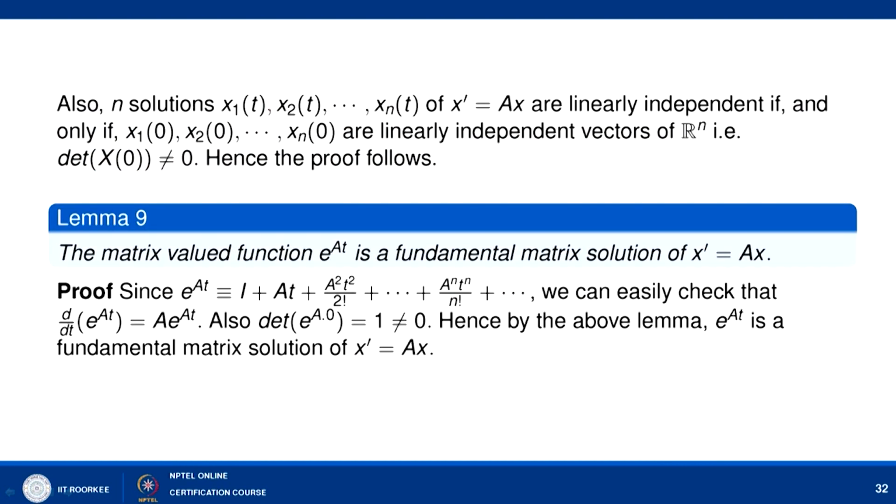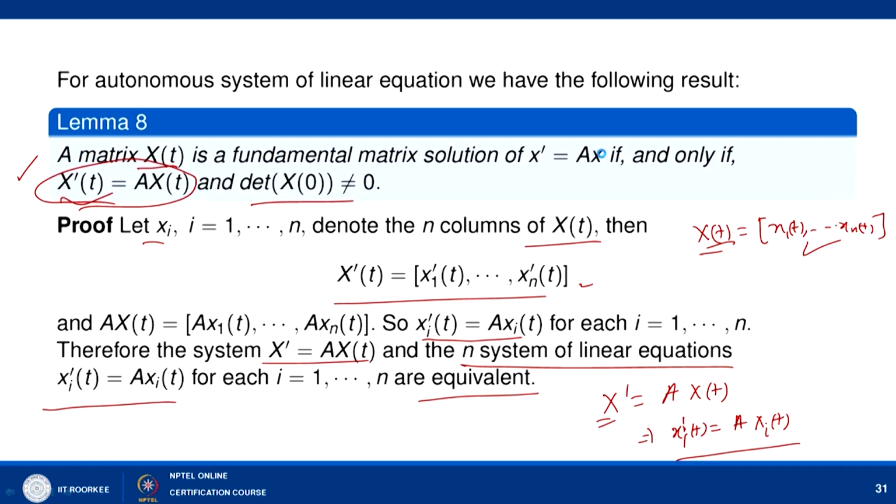So, here n solutions x1(t) to xn(t) of x' = Ax are linearly independent if and only if the solutions evaluated at any given point are linearly independent vectors, that we have already proved, and it can be proved further with the help of Abel's lemma. So, you can evaluate at t = 0 and you can see that x1(0), x2(0), xn(0) are linearly independent, and hence this implies that the determinant of X at 0 is non-zero, right. So, this shows that any matrix X(t) is a fundamental matrix solution.